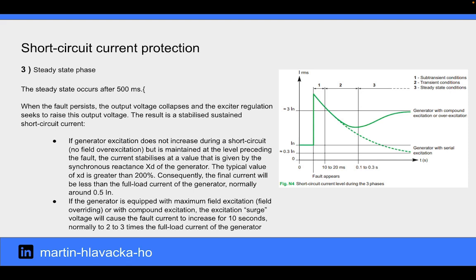If the generator is equipped with maximum field excitation or with compound excitation, the excitation surge voltage will cause the fault current to increase for 10 seconds, normally to 2 to 3 times the full load current of the generator.